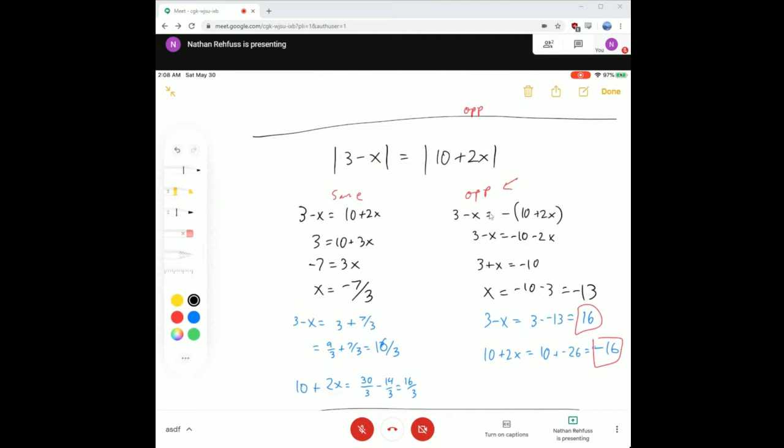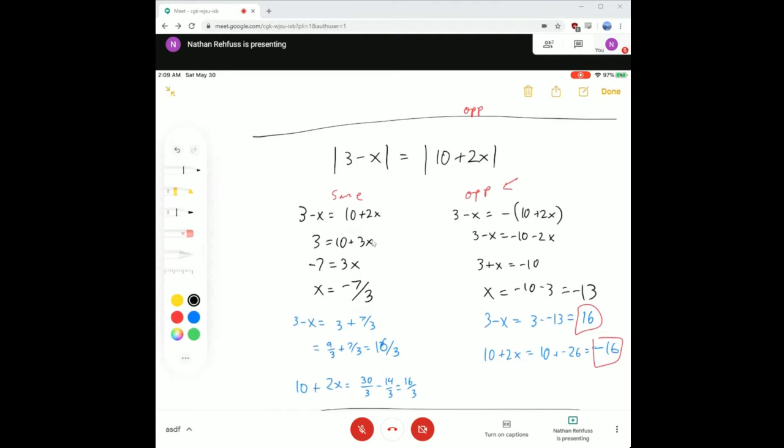I could put this minus sign on either side. I could also say 10 plus 2x is negative of 3 minus x, and that would give me the same solution. So it doesn't matter which way you write that. So if they're the same, then I just set them equal to each other. If they're the opposite, then I just set them opposite to each other by saying one is equal to the opposite of the other. Doesn't matter which one is which. And then I can solve either way.